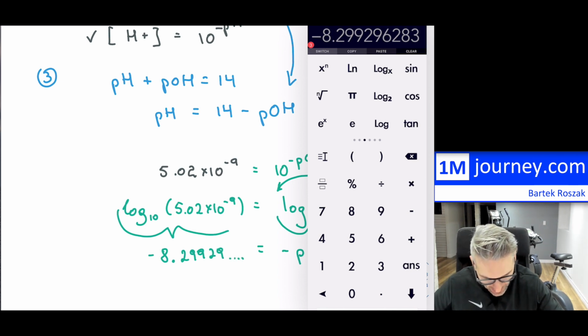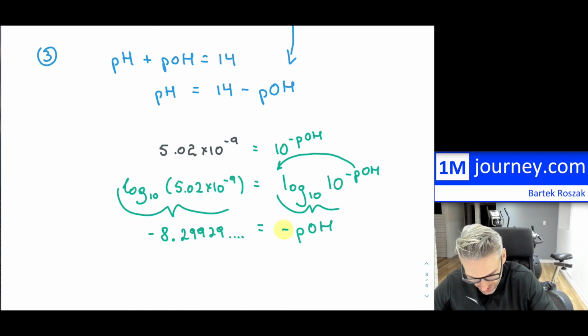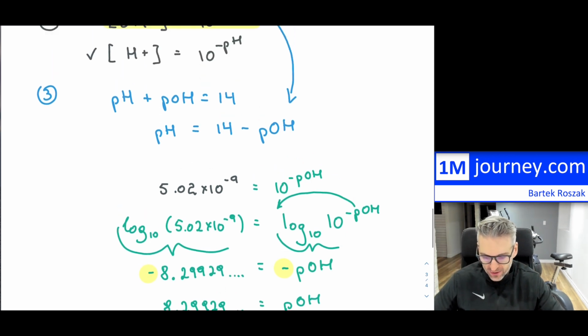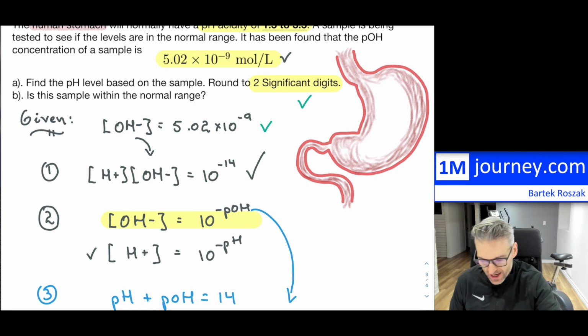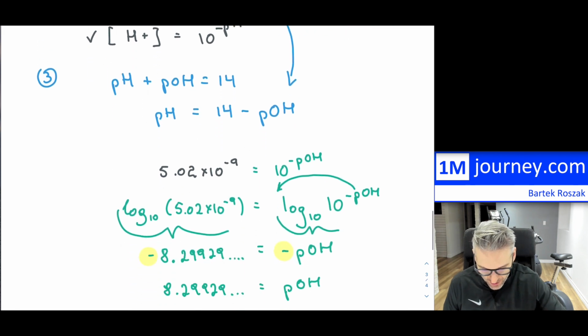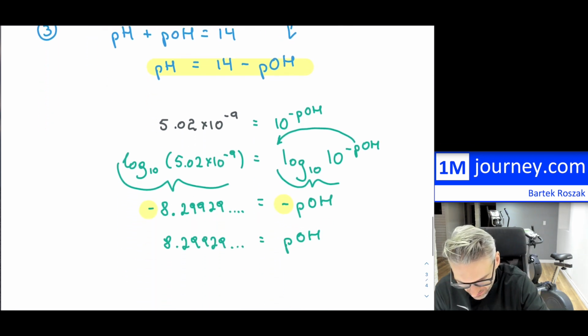29929, etc. Within here, the two negatives fall off, and I have found that my pOH is equal to 8.29929, etc. I'm going to round this to two significant figures, but I'll do that when I find my pH level. Now that I have found my pOH, I can simply substitute that in here. That's not very difficult now.